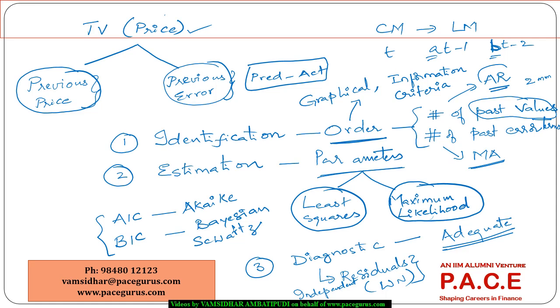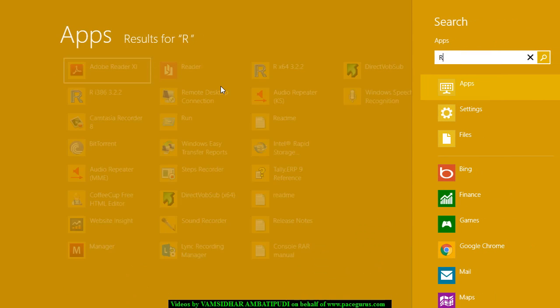So we'll try to do these 3 steps on a data set. We'll take a data set, implement all these 3 stages and try to use the model for forecasting purposes. For this, I suggest that we use a package called Forecast. You install the package called Forecast. So let's start R.